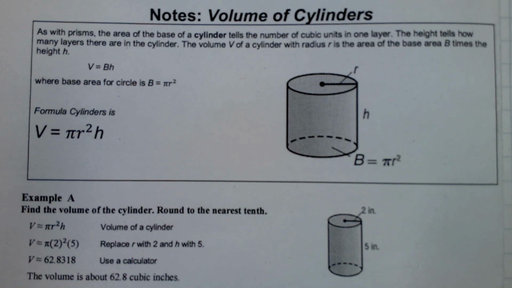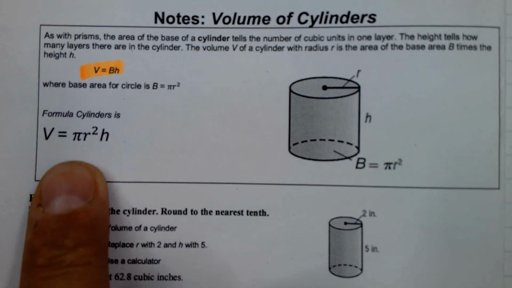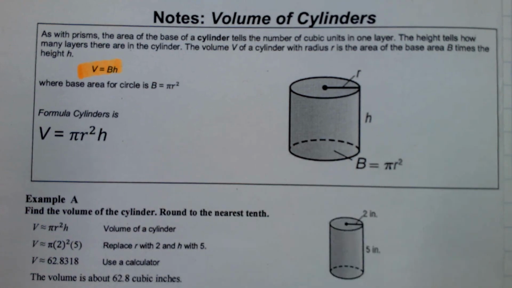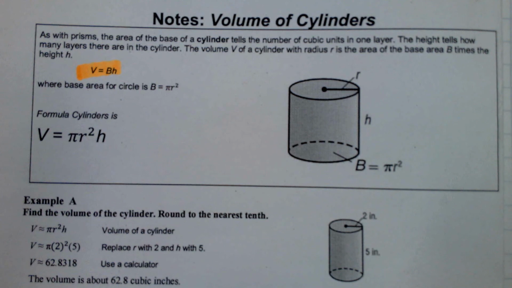All right, so as we learned in the video, the general formula for finding the volume of any prism or prism-like solid like a cylinder is the base area times the height. And since the area of our base here is a circle, it's pi times radius squared.